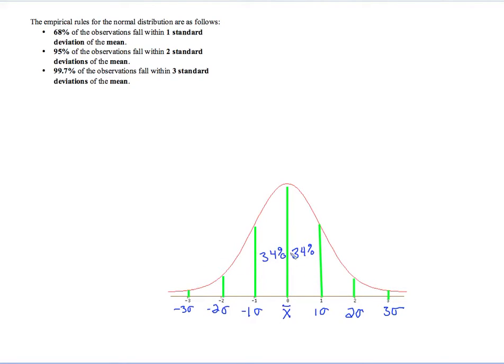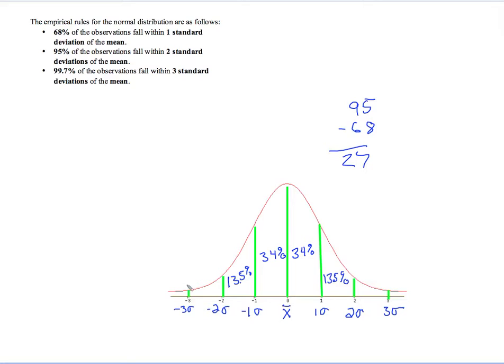Well, if it's 95 from here to here, and you take 95 minus 68, then you will get 27. And then if you divide that number by 2, you're going to get 13.5. So here is 13.5%. And this one here would be 13.5%, because half of that is here. If you added all these up, you should get 95.